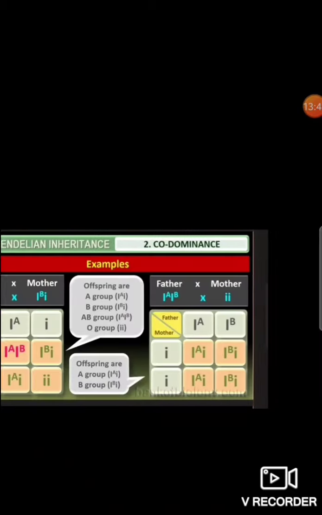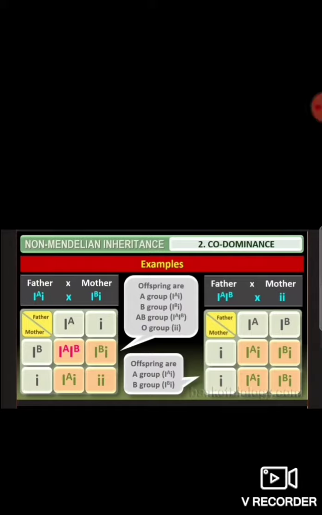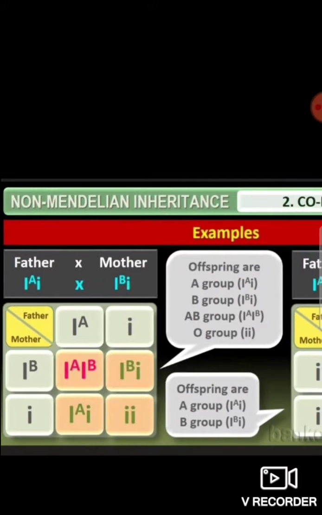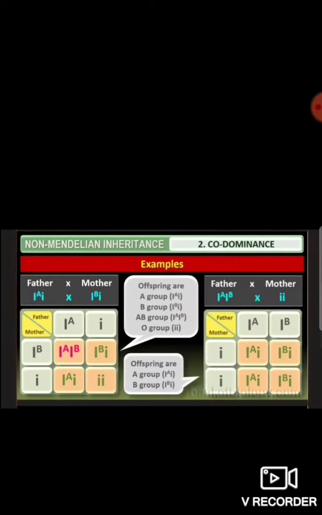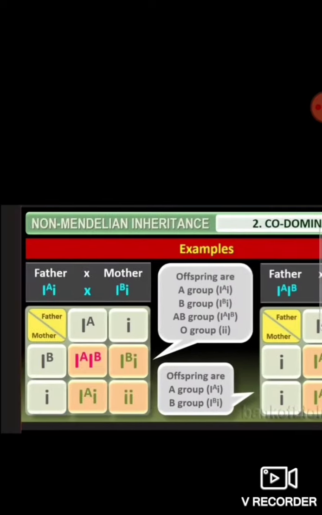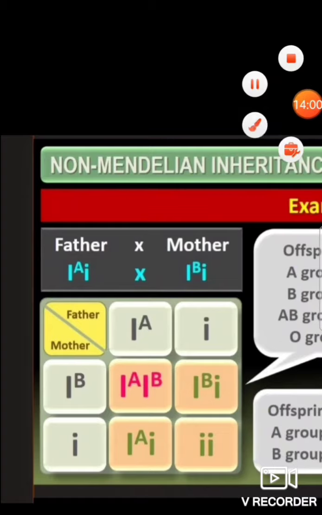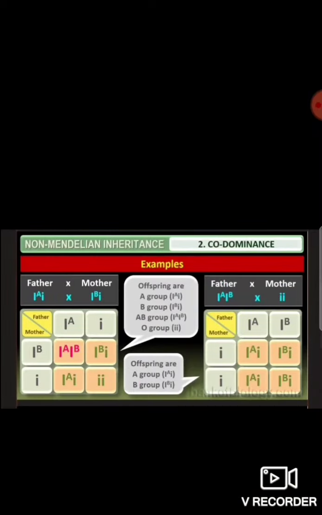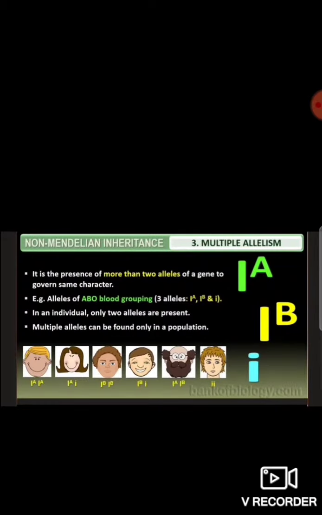Okay, so next, this I have explained to you. So IA, IB: when you cross the father and mother, I have told you how to put the Punnett square. Here also you can see when IA and IB are there, that means AB blood group will be expressed. Both IA and IB alleles are dominant in nature. Okay, so the confusion you get is in multiple allelism.